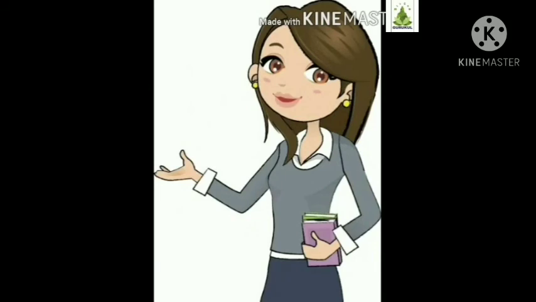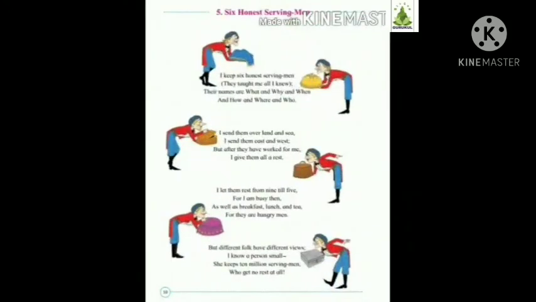Repeat after me. I keep six honest serving men. They taught me all I knew. Their names are what and why and when and how and where and who. I send them over land and sea. I send them east and west. But after they have worked for me, I give them all a rest. I let them rest from 9 till 5, for I am busy then, as well as breakfast, lunch, and tea, for they are hungry men.